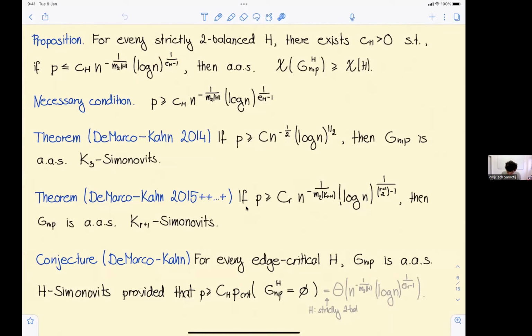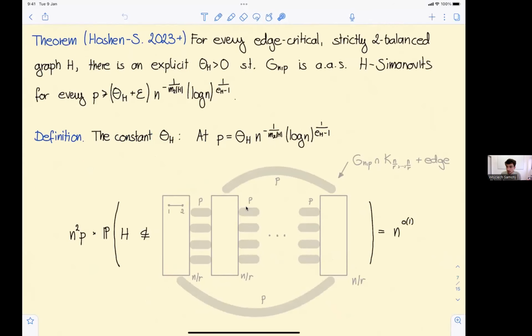And what I want to speak about in the rest of the talk is a solution to this conjecture under the extra technical assumption that our edge-critical graph is strictly 2-balanced, which I recall means that the ratio of the number of edges minus 1 divided by the number of vertices minus 2 is uniquely achieved at the graph H when we calculate this maximum over all of the subgraphs. Now, our theorem, in fact, gives here an explicit constant so that if p exceeds this constant plus anything positive times the threshold, then the graph G(n,p) typically has the property of being H-Simonovits. And we believe that this constant is optimal. However, at the moment, we're unable to prove it.